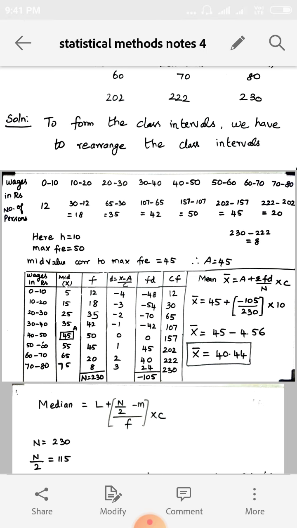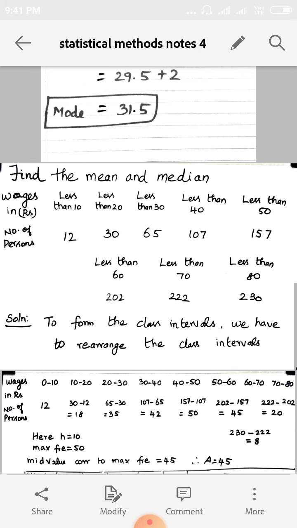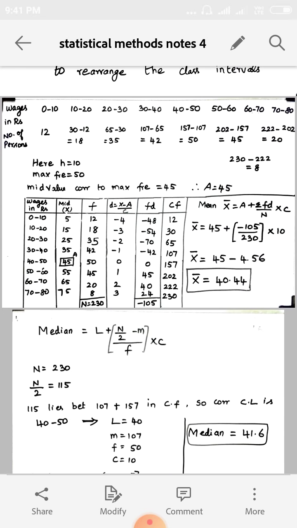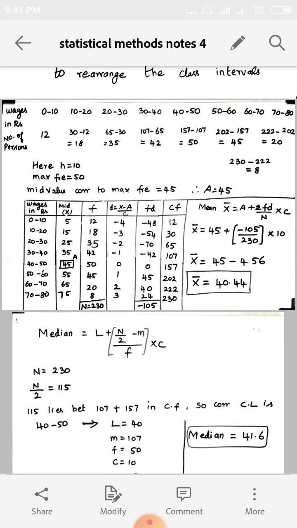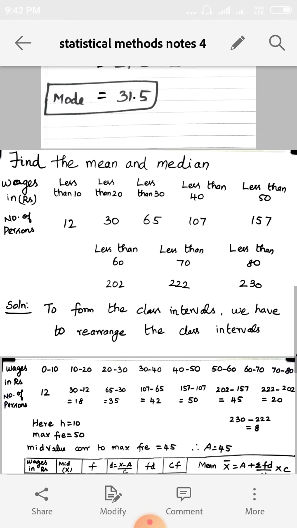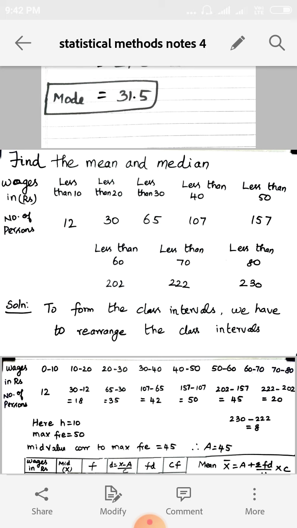Less than 20 means 10 to 20. Less than 30 means 20 to 30, 30 to 40, 40 to 50, 50 to 60, 60 to 70, 70 to 80. Next, see the frequencies.